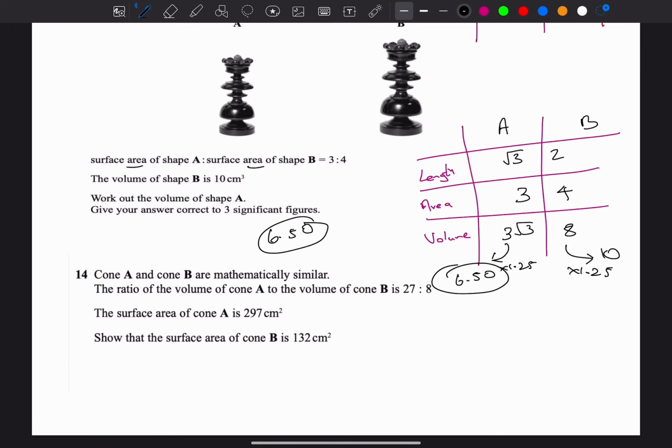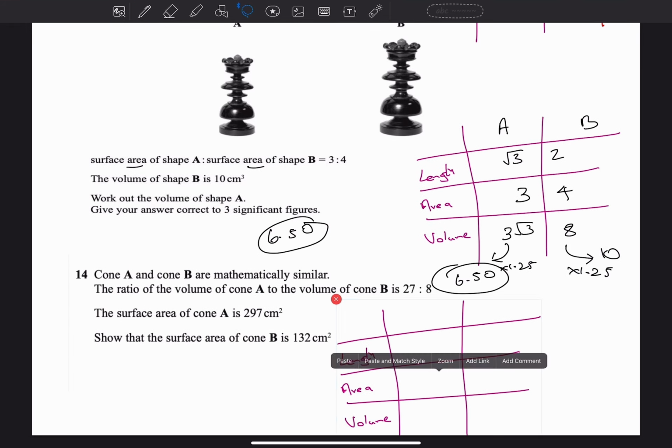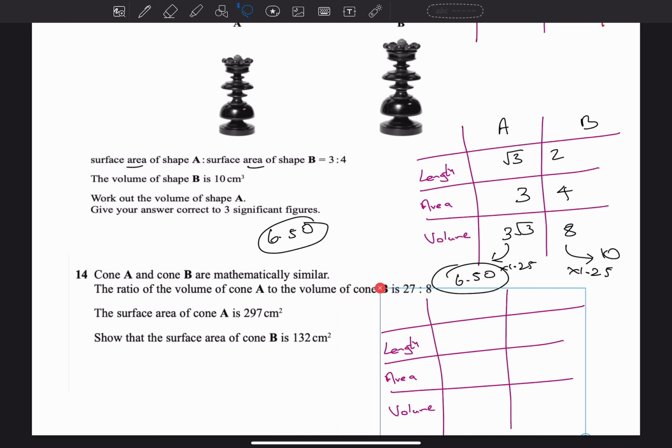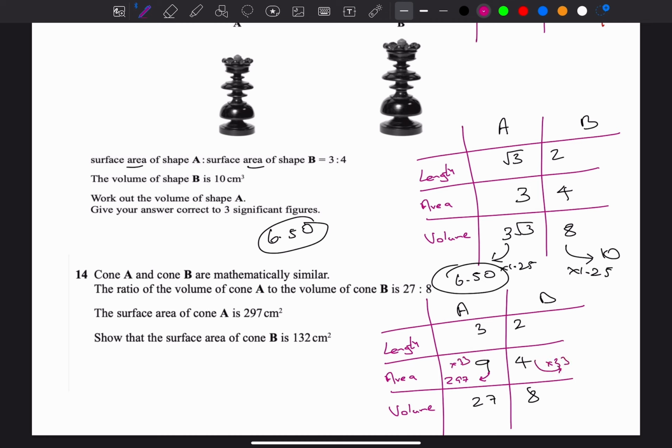All right. Next one. Table again. So what do we have? A and B. The volume is 27:8. Work out the length, cube root it: 3:2. Area is 9:4. The surface area of A is 297. Times by what number? 297 divided by 9 is 33. Times by 33 then. Times this also by 33. 4 by 33 is 132. It says it's a show question anyways. There you go, we showed it.